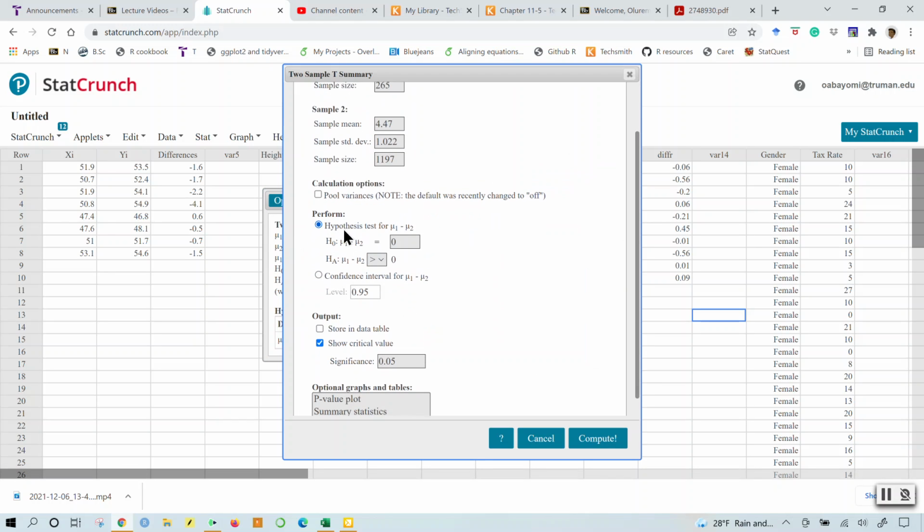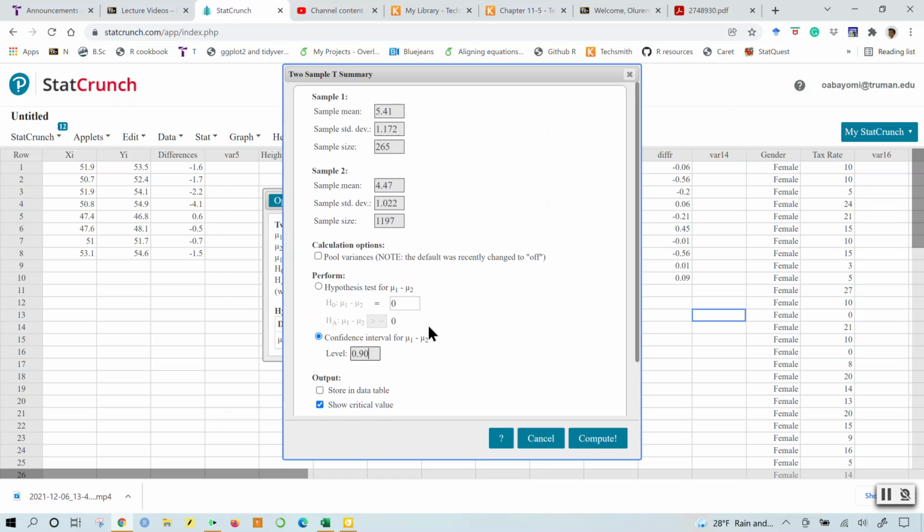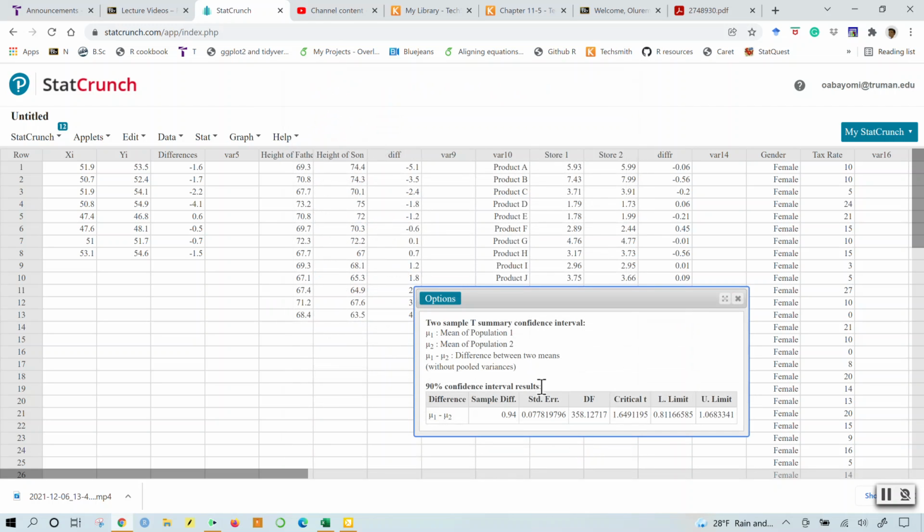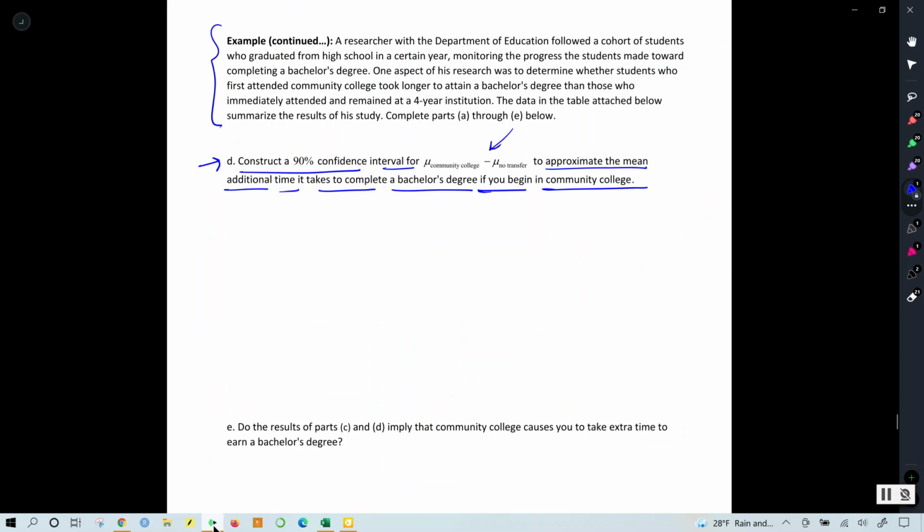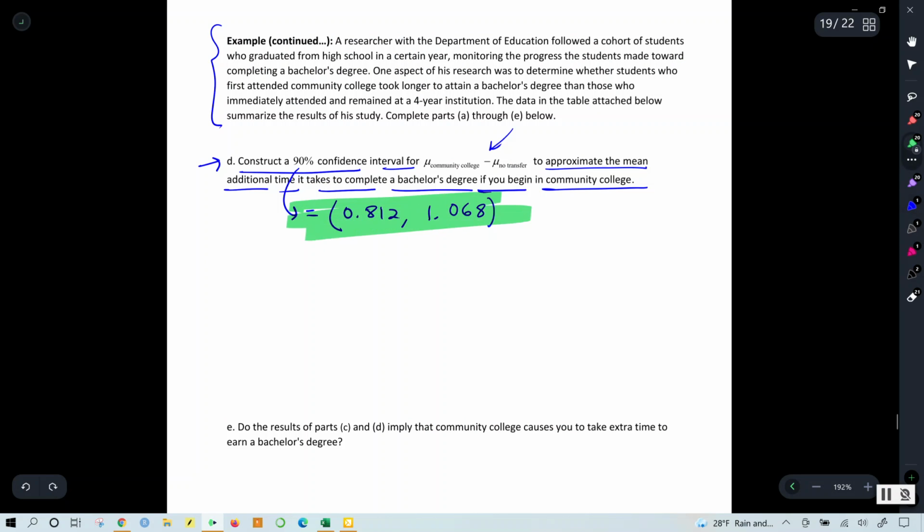This time, rather than performing a hypothesis test, I will indicate that I would like to construct a confidence interval, which is 90% in width. So then I would like to show the critical value. So compute, and in this case, you have 0.812 to 1.068. Okay, so let's take that to our working space. Right here on the screen, I have the 90% confidence interval, which goes from 0.812 to 1.068.